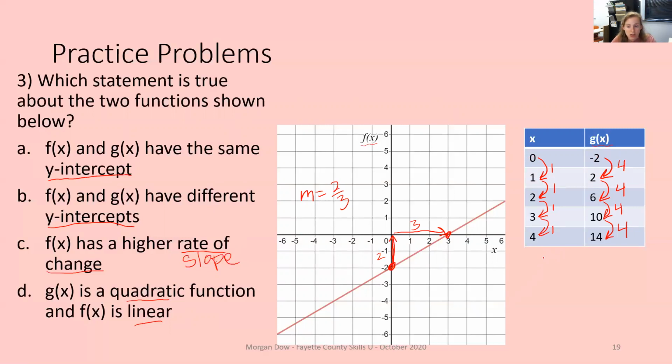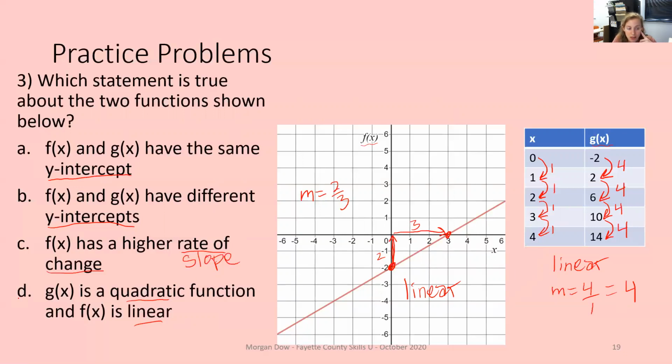So I can actually see here, I figured out that one of the other answer choices isn't going to make sense, because my table is showing me a linear function because it has a constant rate of change. So I know the graph is linear because it's a straight line. So that's definitely linear. But my table has the same rate of change throughout the whole table, and so it must also be a linear function. It's a linear function with a slope of 4 to 1, which is 4.